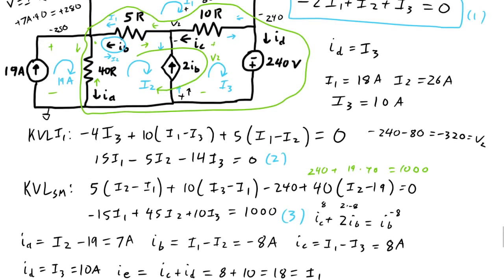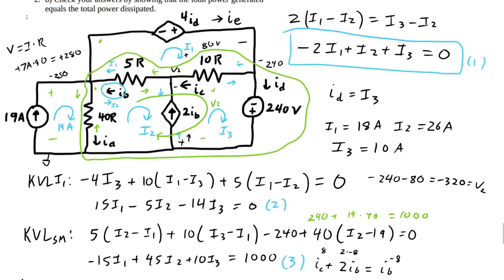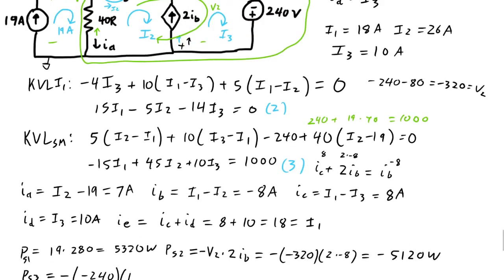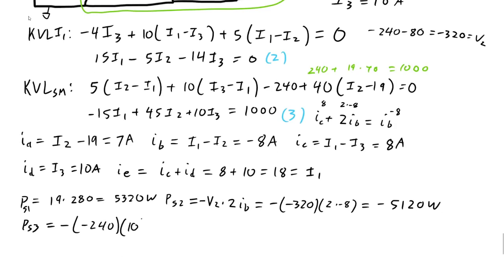And let's do PS3. PS3 is our 240 volt. This one's easy. It's going from minus to plus, so we're going to be delivering power. And there's minus 240 on one side and 0 on the other. What is ID? It's 10 amps. Okay. So you don't have to really do any math. This is plus because we're going minus to plus. So 2400 watts being supplied.